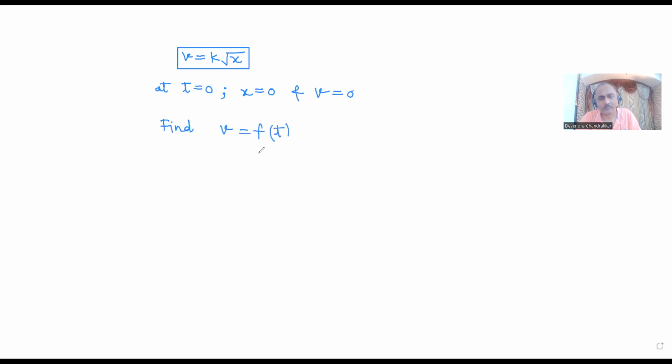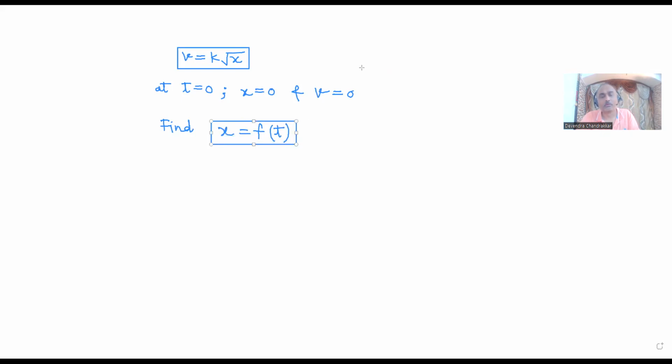Now please pay attention, all of you. This is a case where the velocity of a particle is given as k root of x, where x is the position of the particle. At t is equal to 0, x is 0, and obviously v will be 0, because if I put the value of x as 0 in this equation, I get v as 0. You have to find x as a function of time t.